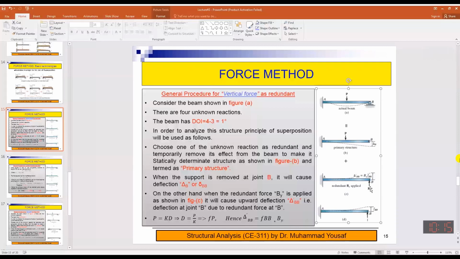can be shown separately. And if you combine these two beams, the first one and these two figures, then it will be equal to this one. This is in accordance with the principle of superposition. The effect of these two will be equal to the effect of this one.